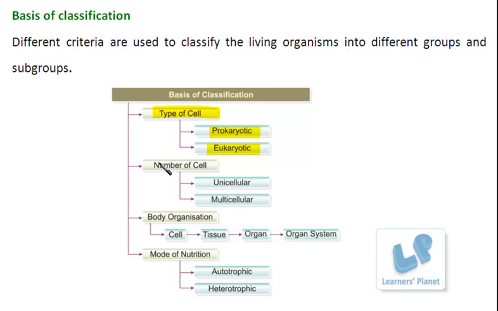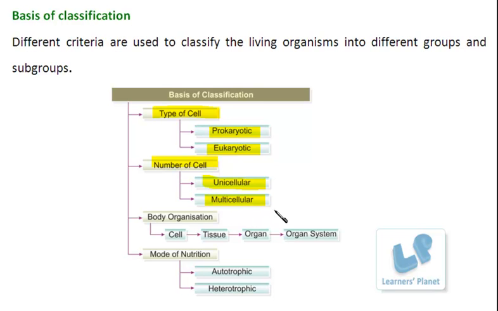Further, the number of the cells. What is the number of cells present in the living organism? Whether it is made up of a single cell or it is made up of many cells. Then further, how these many cells are arranged. This is the next criteria. If it is made up of a single cell, it is said to be a unicellular organism. If it is made up of many cells, then it is known as a multicellular organism.